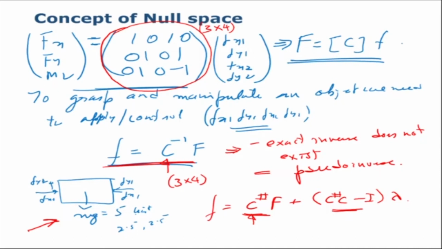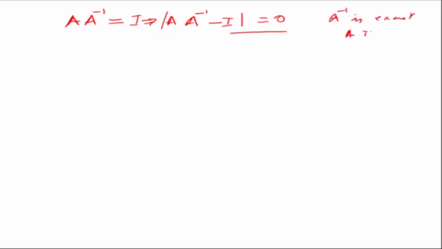Now, why does this happen? If you think a little bit, if we have matrix A into A inverse, and it is an exact inverse, then this is equal to I. That means A into A inverse minus I is equal to 0, if A inverse is an exact inverse. If A inverse is exact, that means A is a square matrix. Now, if A is not an exact inverse, then A into A hash minus I is not equal to 0.